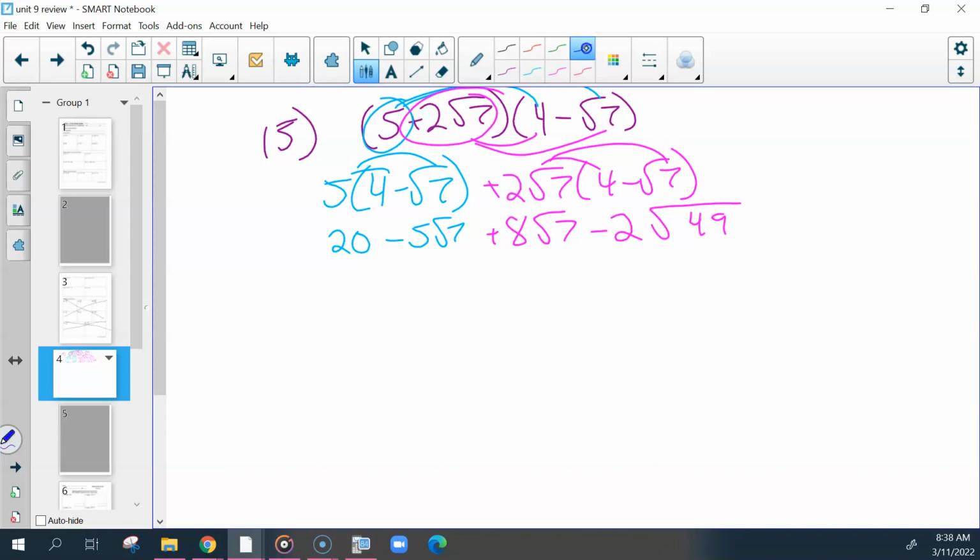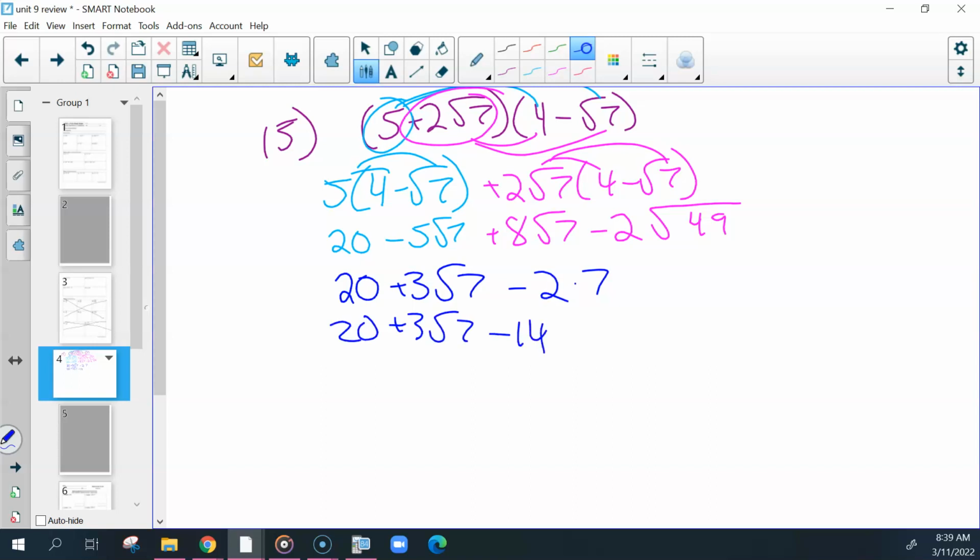Then you could either combine your like terms or simplify this or do that all at the same time. So we're going to do that at the same time. Negative 5 plus 8 would give us positive 3. The square root of 49 is 7. We can multiply that out and combine these like terms. So 20 minus 14 would be 6.